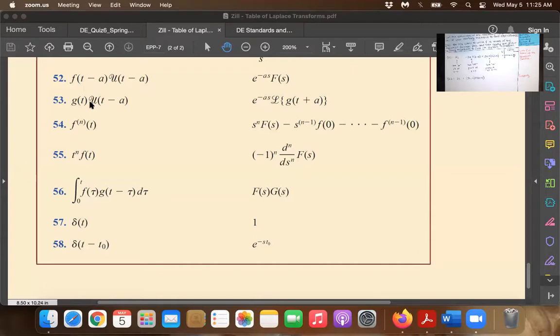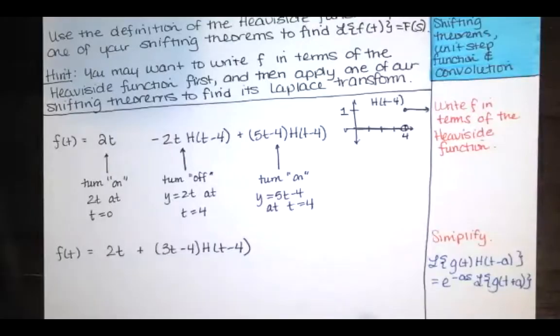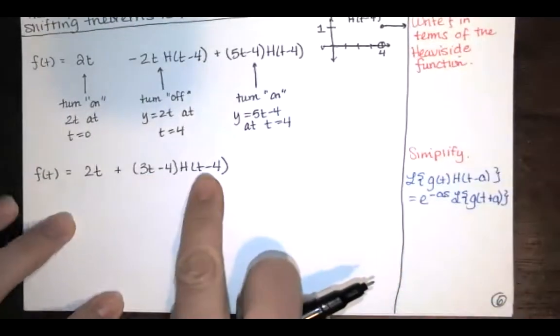So number 53 says that the Laplace transform of g of t times the Heaviside function at t minus a is e to the negative as times the Laplace transform of g of t plus a. So that is what we will use for this piece.